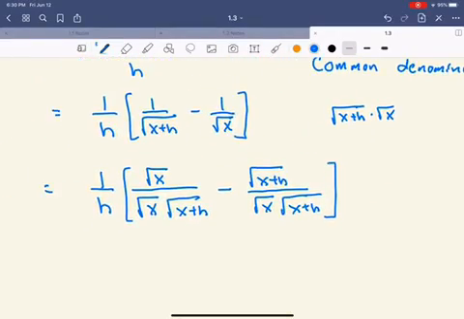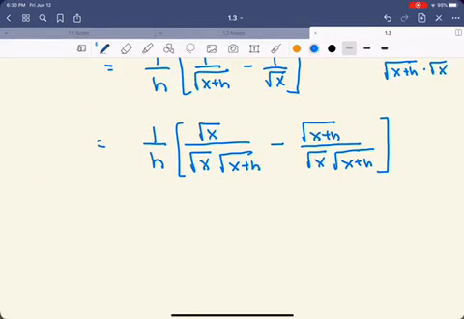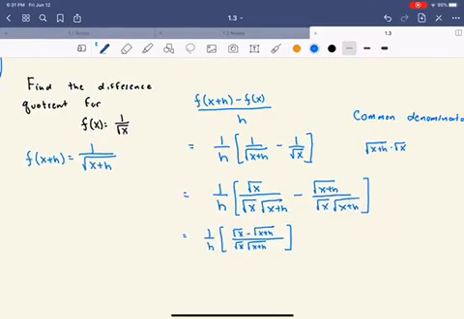So now this equals, we still have 1 over h. Now we're going to have square root of x minus square root of x plus h over square root of x plus h times square root of x. Now I'm going to show you guys a little trick here.